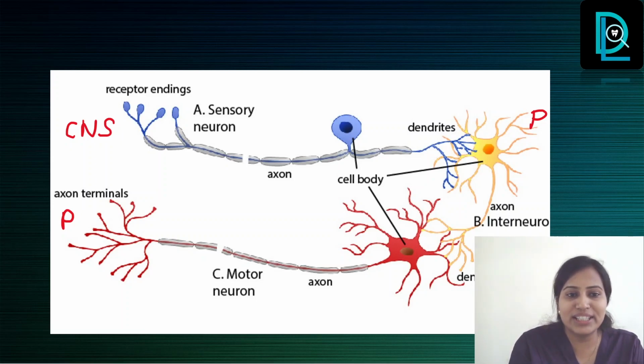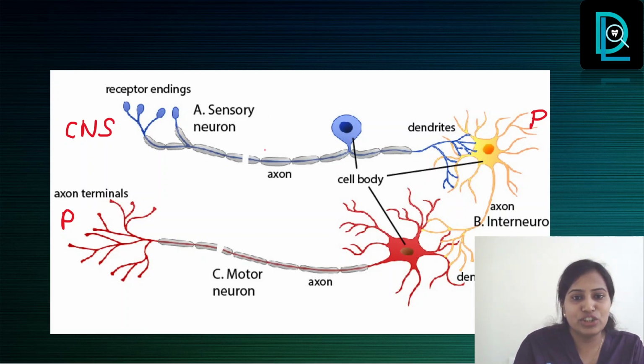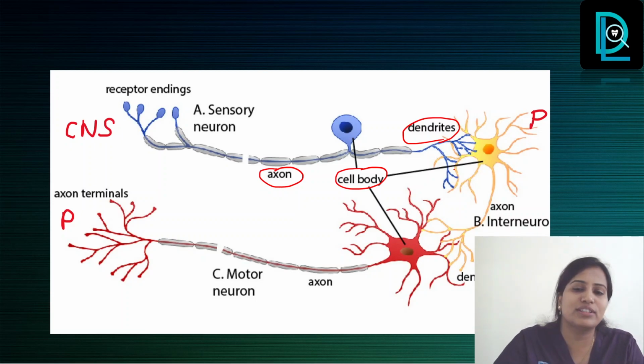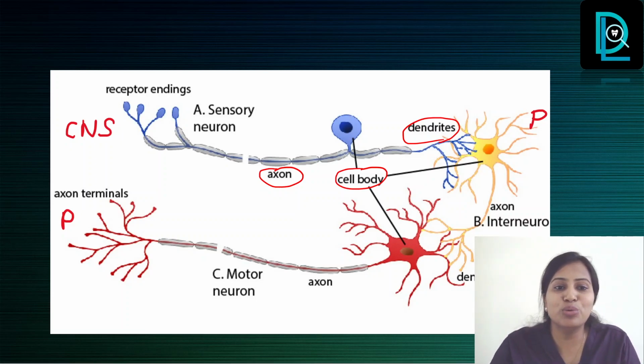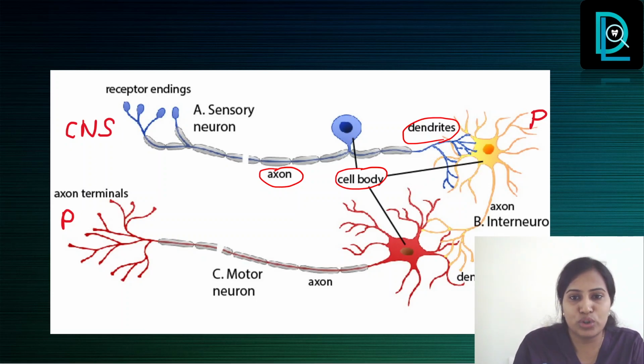So here what you see are two types of neurons which we have. Each neuron has got three parts. One is axon, then cell body and the dendritic processes. Okay. So this is the axon, this is the cell body and these are the dendritic processes. Now we have two types of neurons. One is a sensory neuron which is given in the first picture and the second one is a motor neuron.